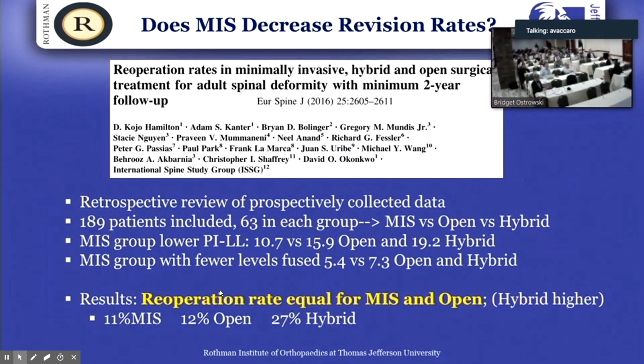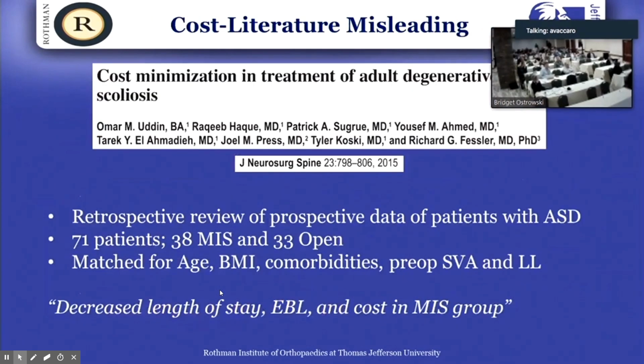What about revision rates? This is another International Spine Study Group paper that said revision rates are decreased. But if you really look closely, the reoperation rates were exactly the same for MIS and open, no difference at all. And they spent 2.5 times more time doing an MIS procedure. And I'm not mentioning the fact that a significant amount of these patients and physicians were exposed to radiation. So that's something we have to keep in mind.